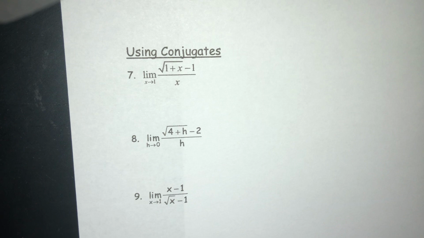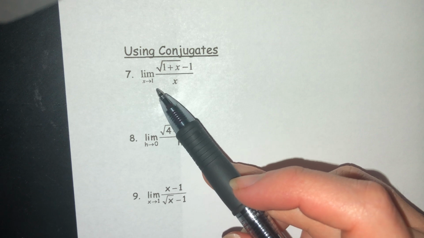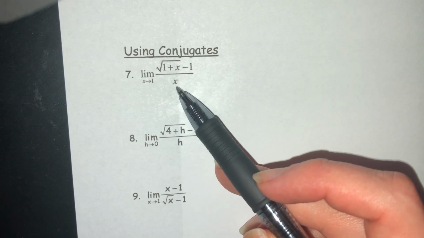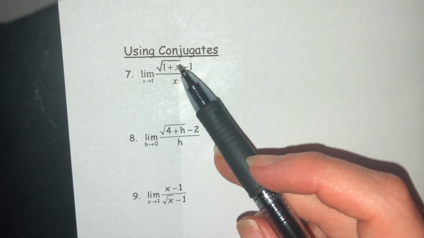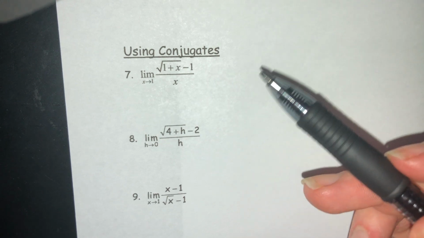Now, for number 7, can we use direct substitution? If you plug in a 1 in the denominator, it is 1, and that's fine. The numerator, square root of 1 plus 1, that's the square root of 2 minus 1. I mean, that's a number.